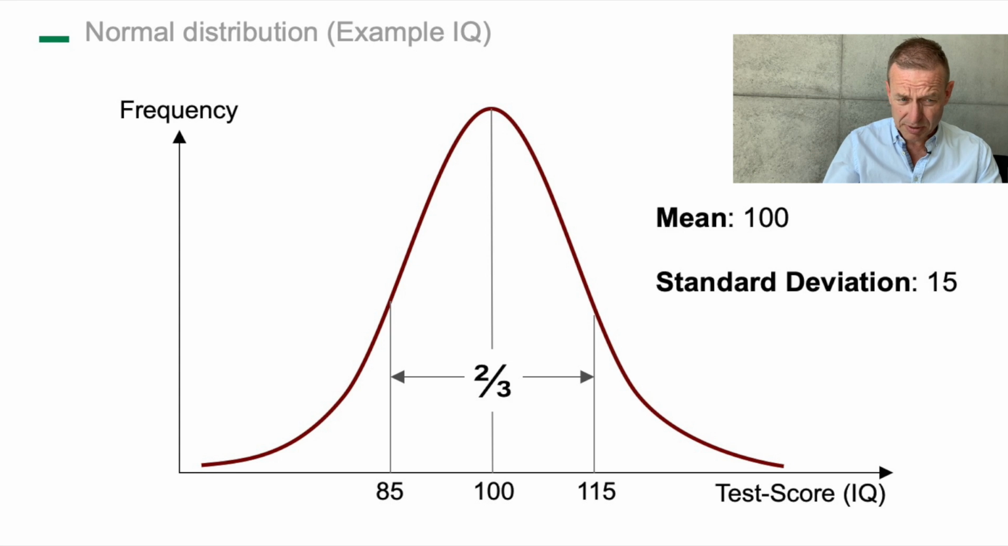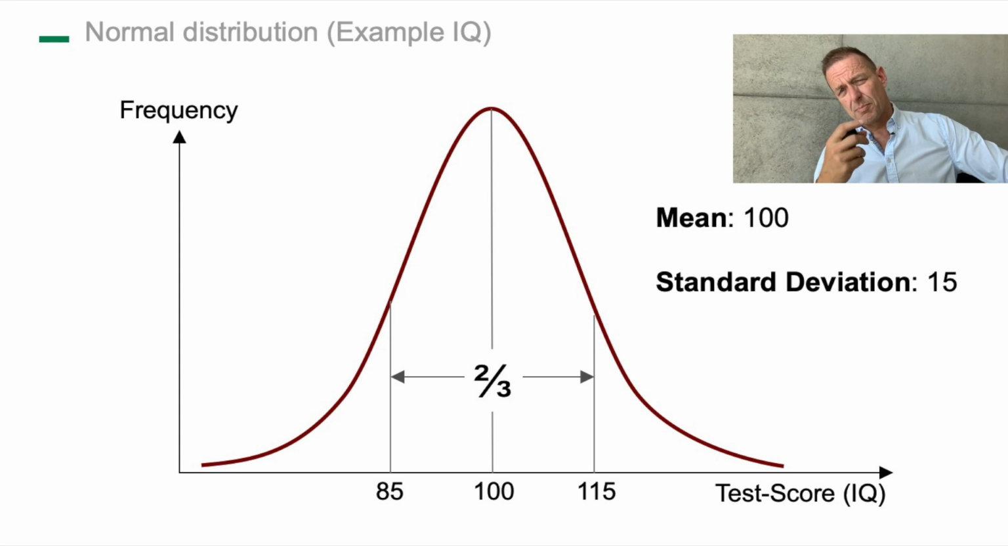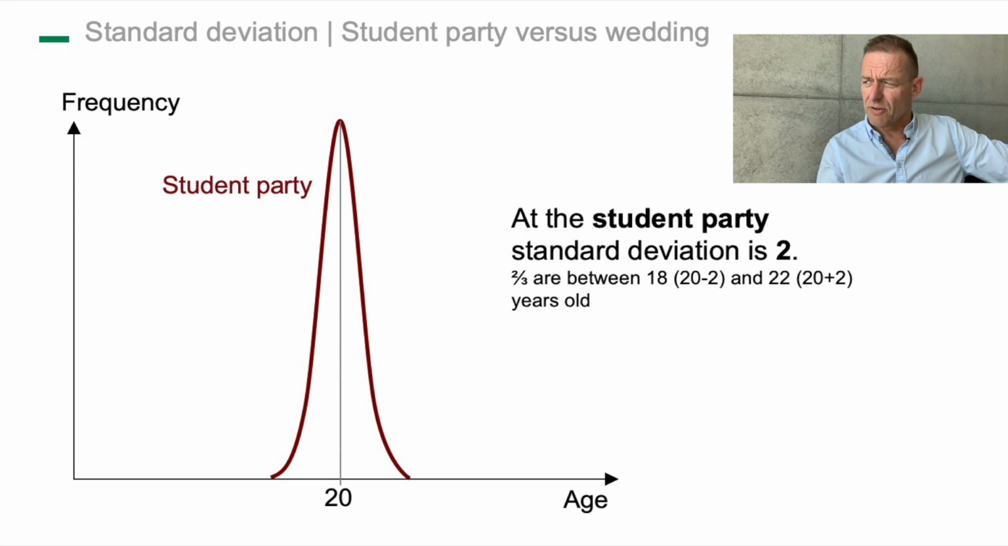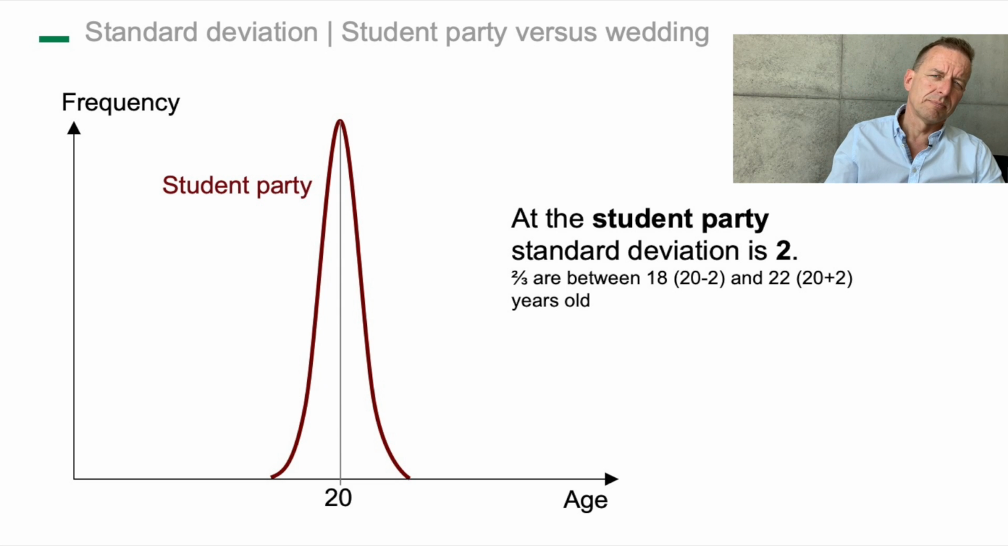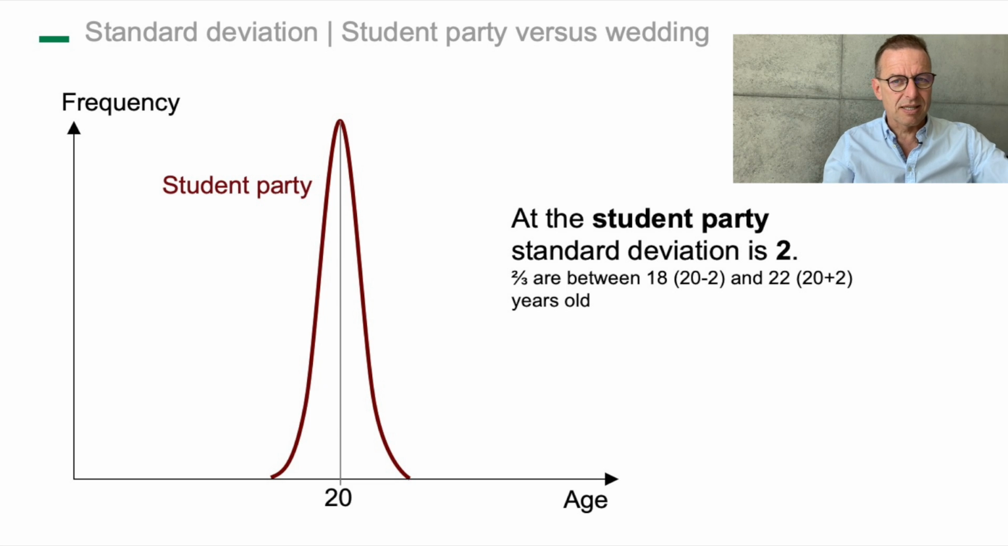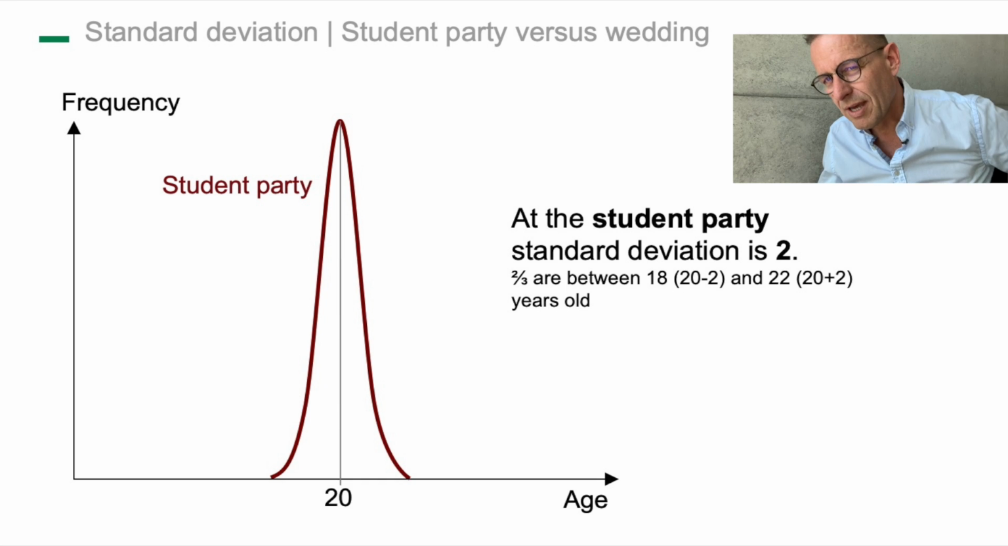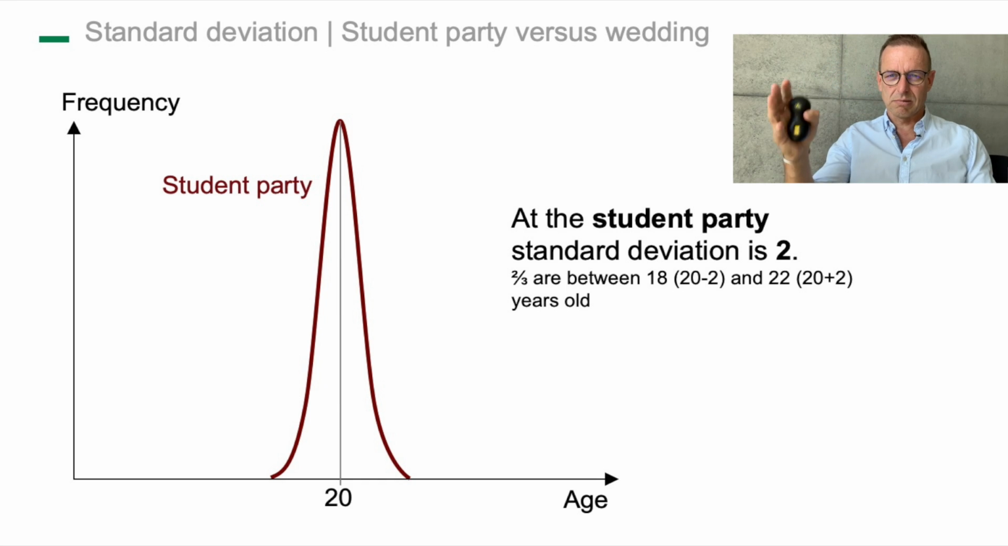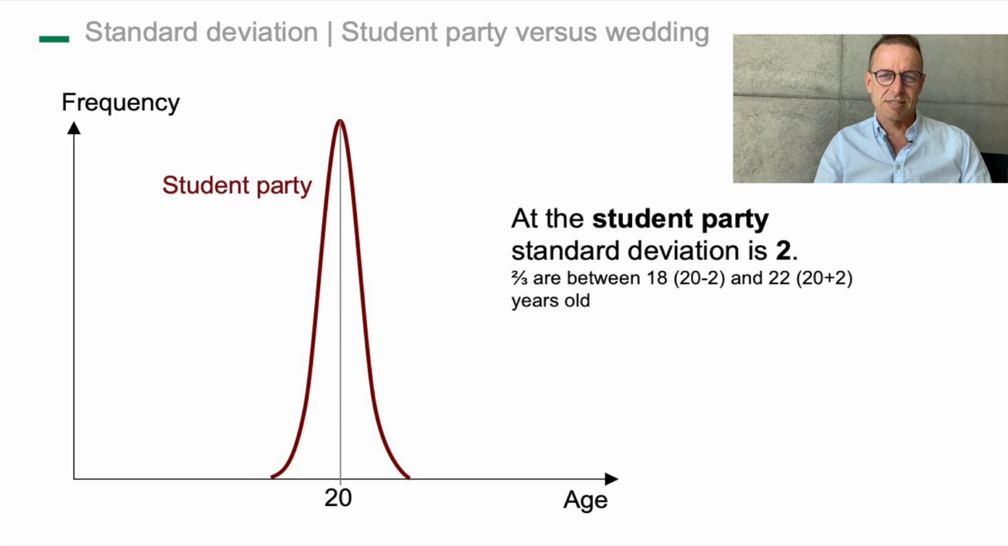So let's have another example. There's a student party, okay? And on a student party, there are, let's say, 50 people. I don't know, doesn't matter how many. And now you make a little survey. You ask the people, how old are you? And you find out that the average age on the student party is 20. Nice, cool. So some days later, you go to a wedding and you do the same survey again. You ask the people, how old are you? And the people tell you, and again, the average is 20.